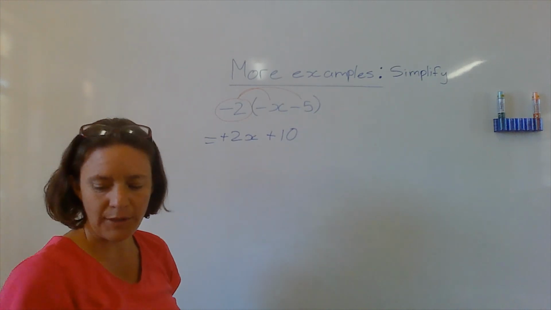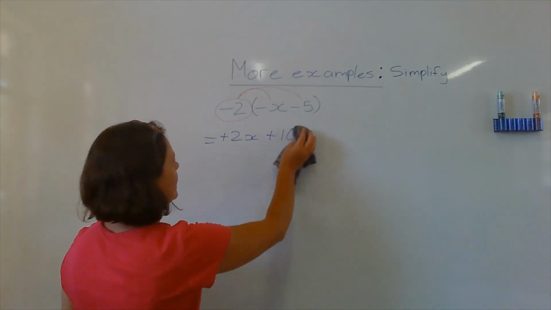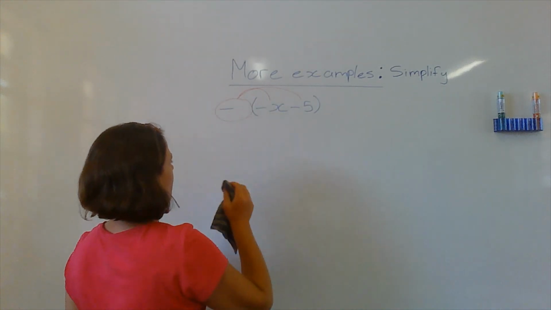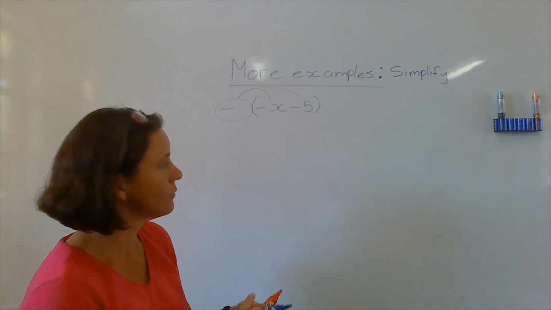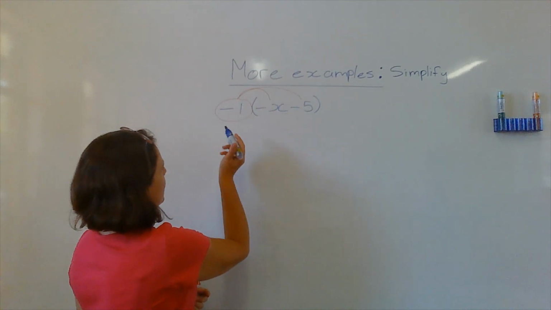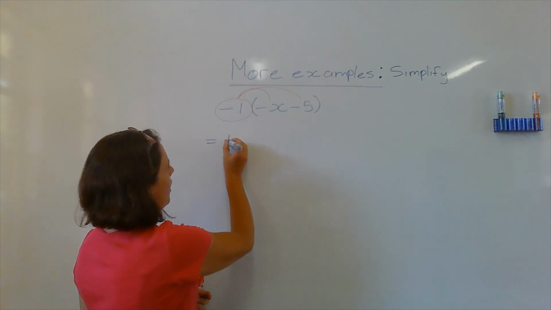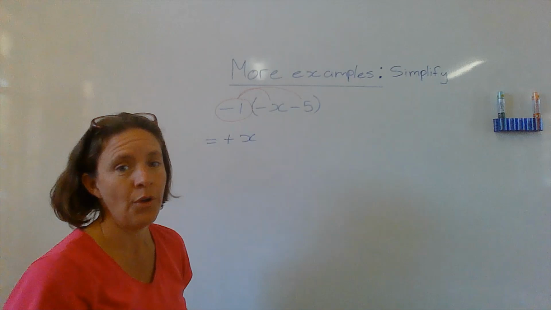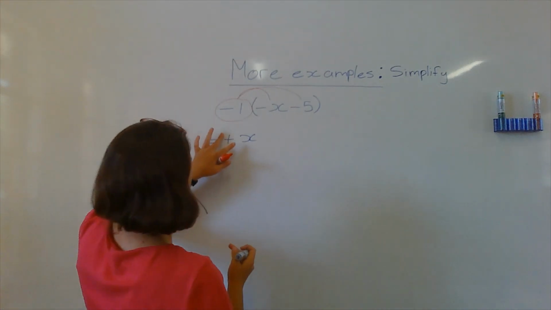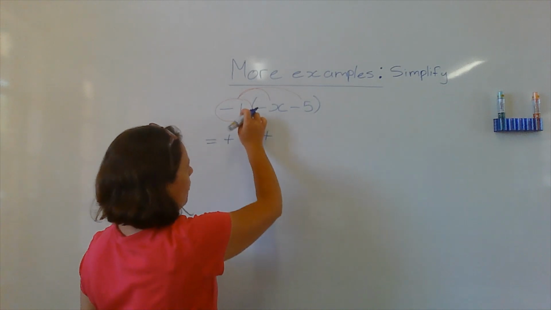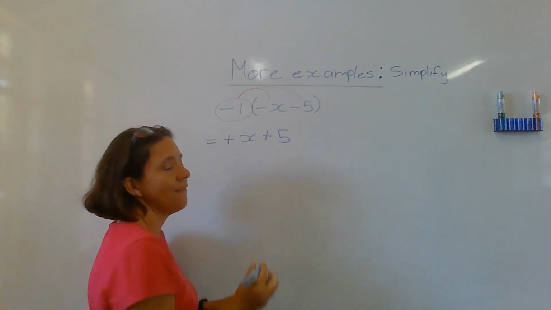Now, what if we took the same example and instead of having a 2 there, we put a 1. So let's put a 1 in there. And we said negative times a negative is a positive. 1 times x is 1x, so I only need to write x, right? Then negative times a negative is a positive, and 1 times 5 is 5.